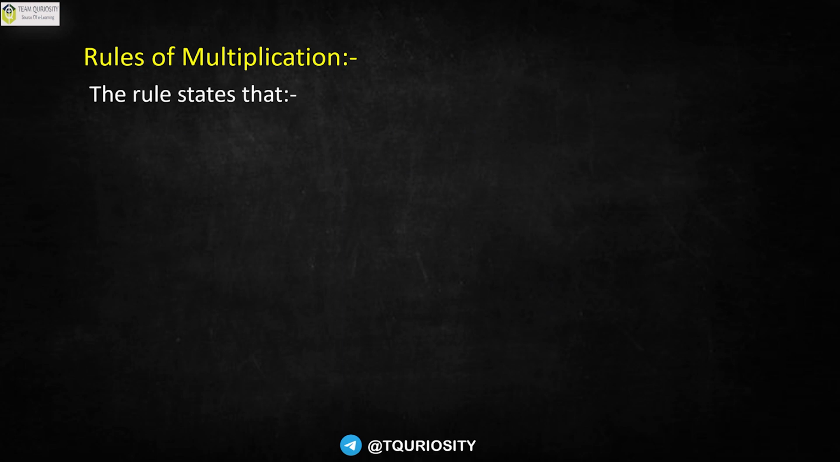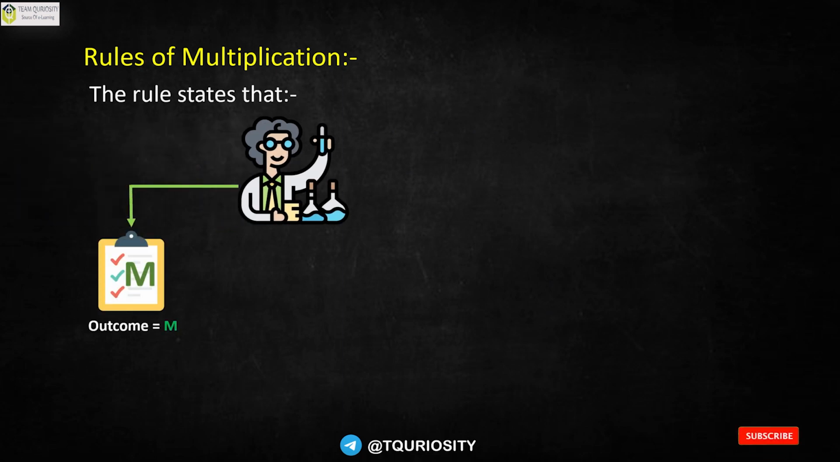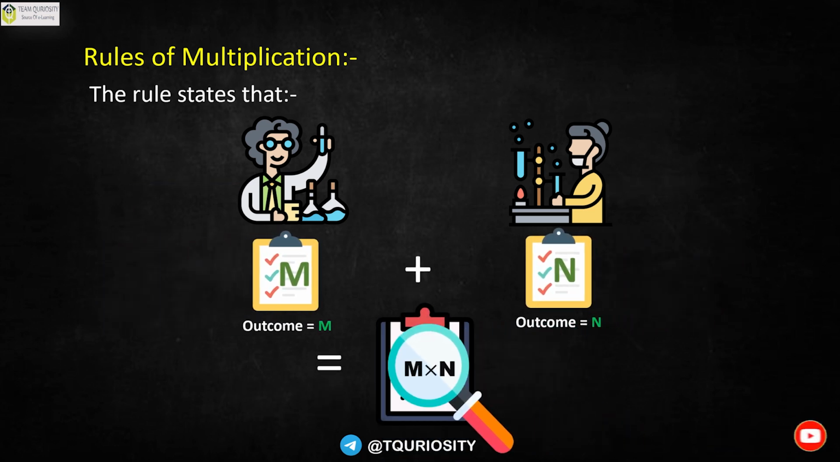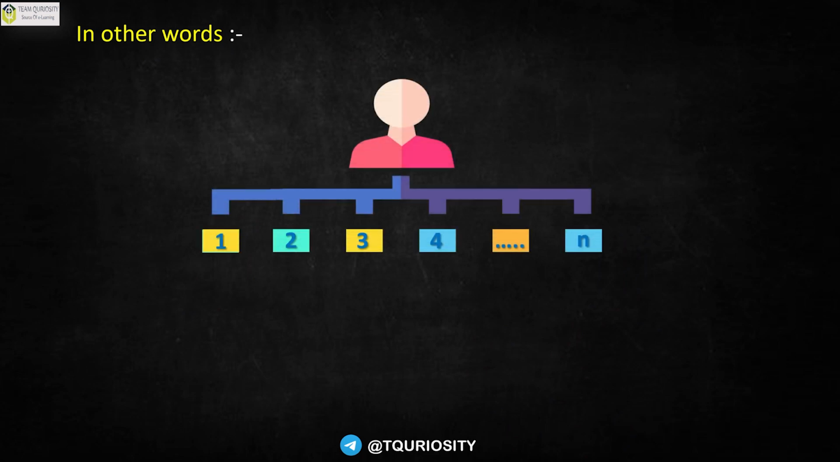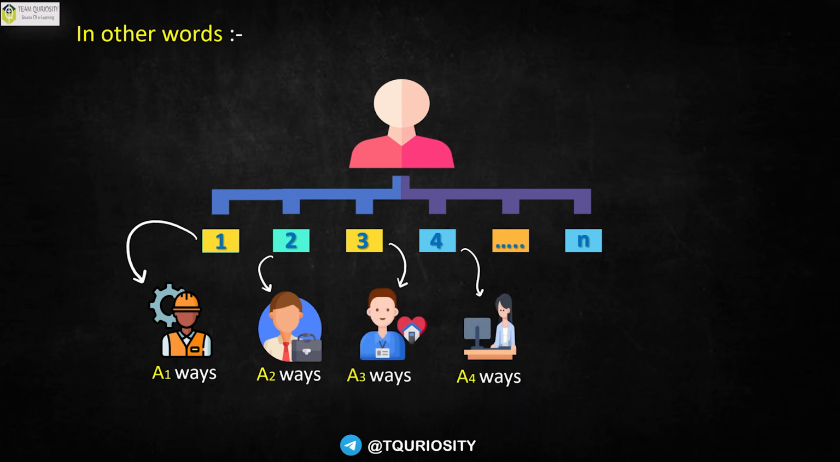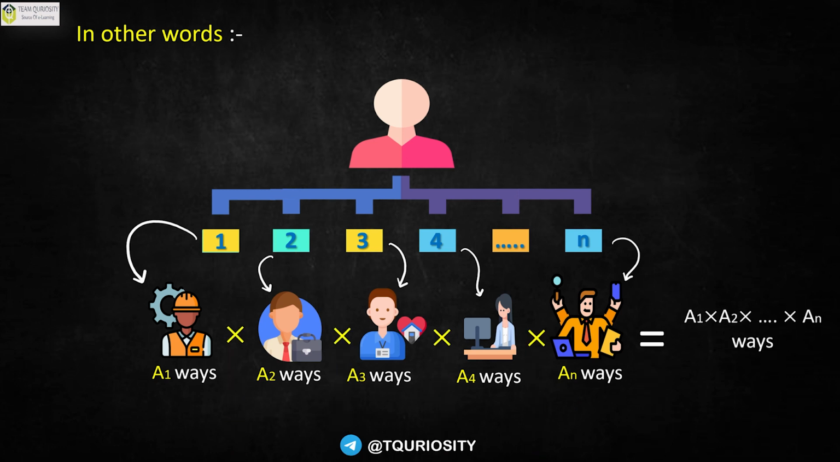The rule of multiplication states that if one experiment has n possible outcomes and another experiment has m possible outcomes, then there are m cross n possible outcomes when both of these experiments are performed. In other words, if a job has n parts and the job will be completed only when each part is completed, and the first part can be completed in A1 ways, the second part in A2 ways, and so on, the nth part in An ways, then the total number of ways of doing the job is A1 cross A2 cross A3 up to An. This is known as the rule of product.